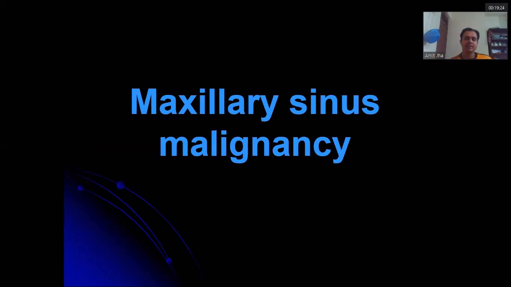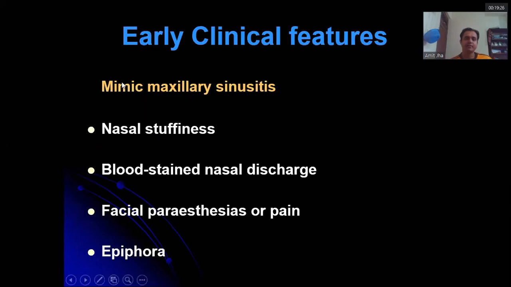Maxillary sinus malignancy. So what are the clinical features, right? This is why sinus malignancies are important, because the symptoms are mostly the same as those of maxillary sinusitis. Nasal stuffiness, blood-stained nasal discharge, facial paresthesias or pain, epiphora, right? That is what you get in maxillary sinusitis too. There is nasal stuffiness or nasal obstruction, blood-stained discharge, epiphora and all of these things.